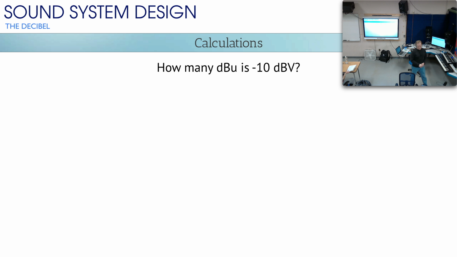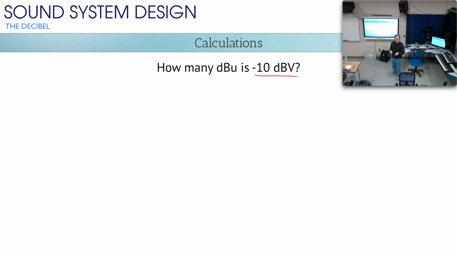How many dBu is minus 10 dBV? Okay, so here we're going to convert from one abstraction to another abstraction. To do this, we have to convert it back to actual voltage first, and then we convert that voltage into a new decibel level. We can't compare dBu and dBV directly because they correspond to different reference levels, right? So we can't just say that minus 10 dBu is the same as minus 10 dBV, because it's not, because they have two different reference levels. So the first thing we need to do is find out how many volts is minus 10 dBV.